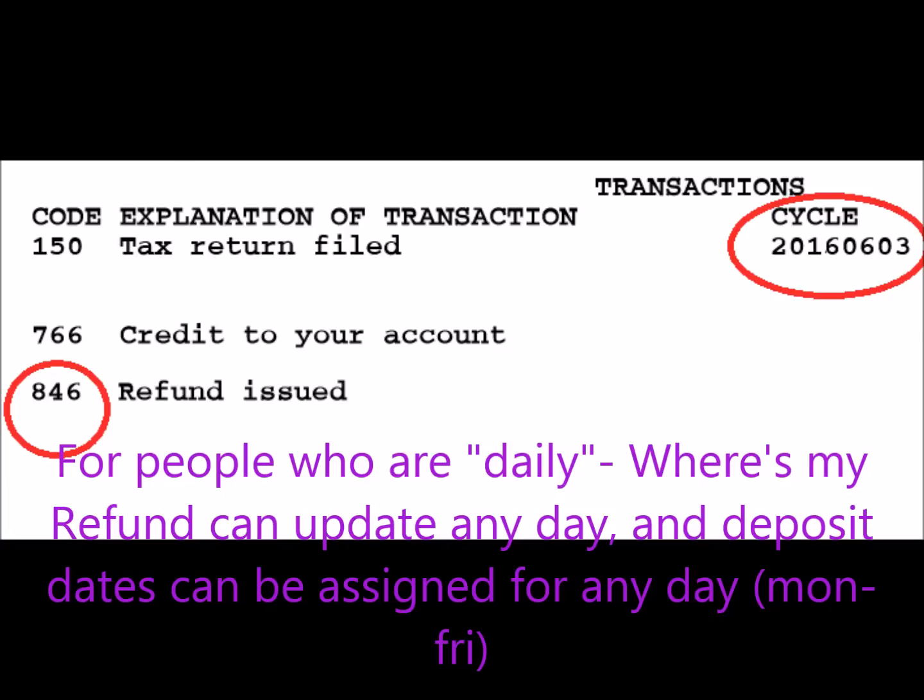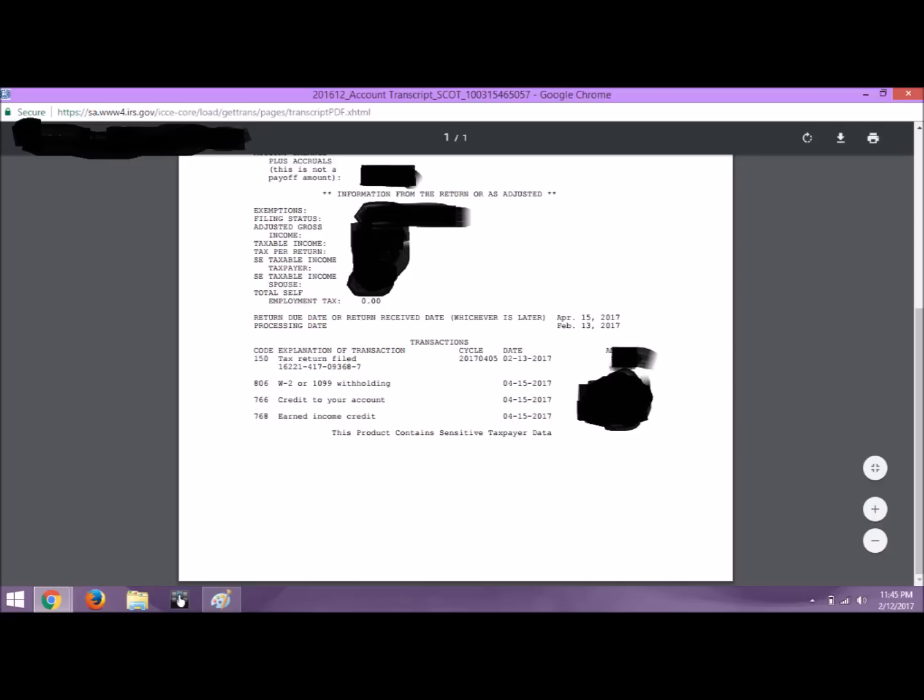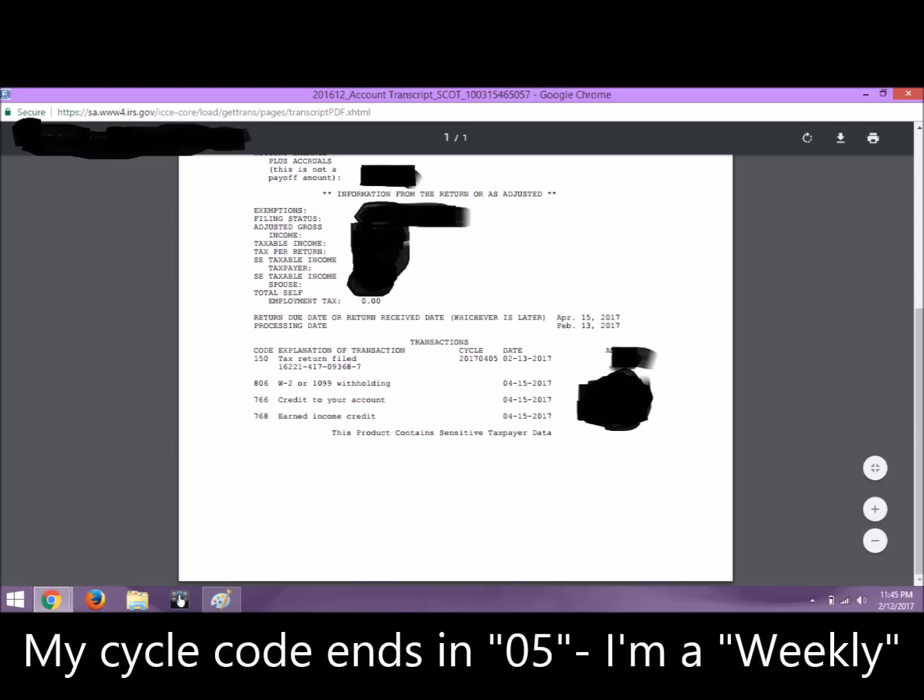So let's look at a weekly, which is my own transcript, and yes, I am a weekly. Looking at mine from this year, it ends in 0405. The 04 is telling us that it's posting on the fourth week of the cycle, and the 05 tells me that it's the fifth day of the cycle. Pretty much once you become a 05, you're a weekly, and every year after that, you'll be a weekly processor.